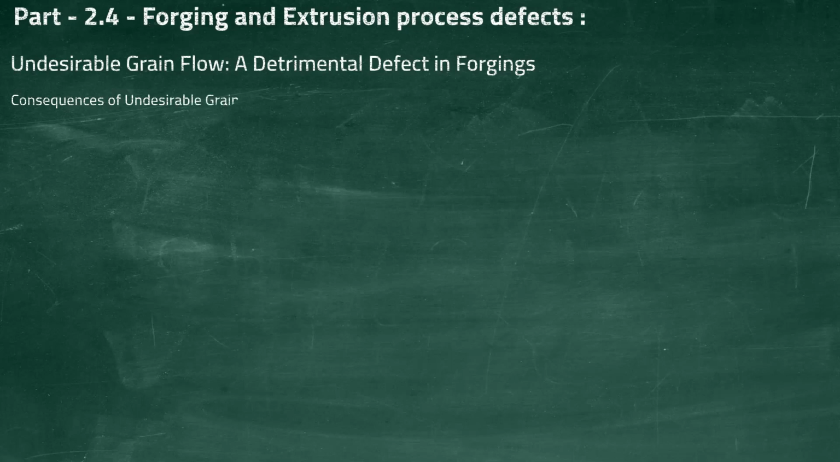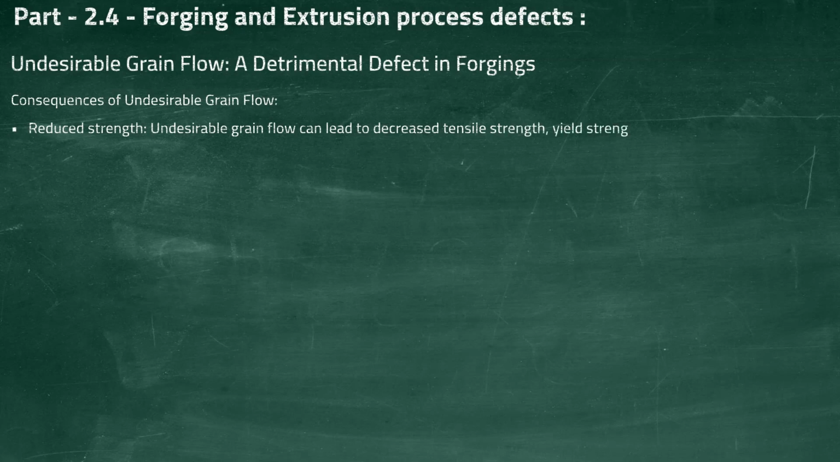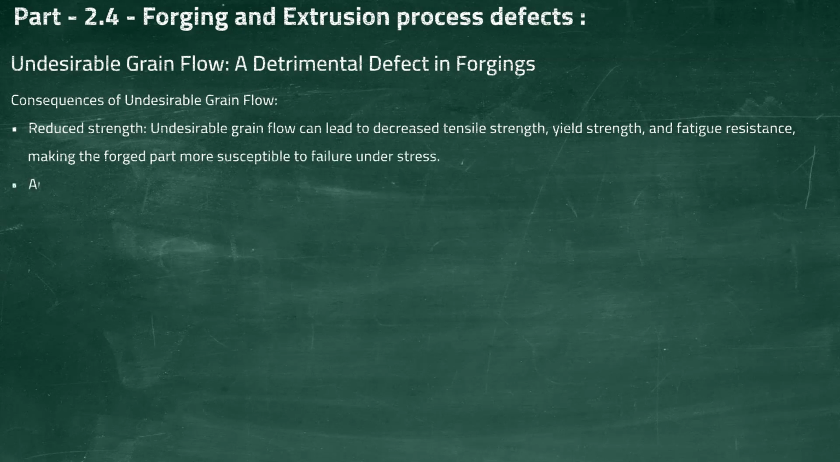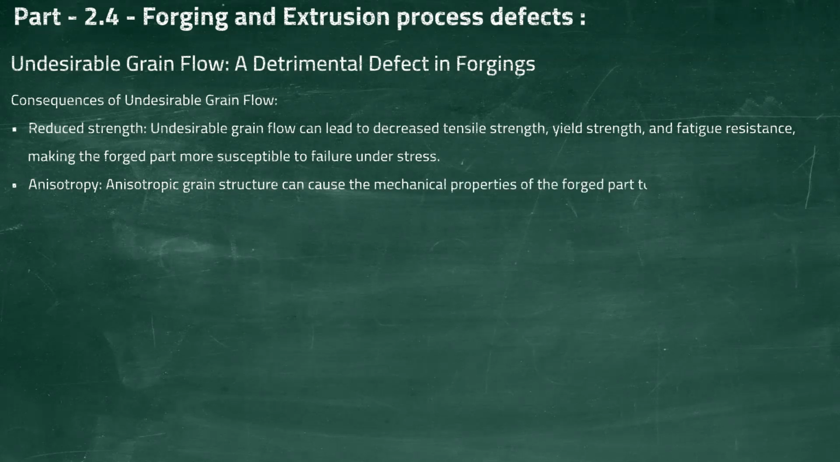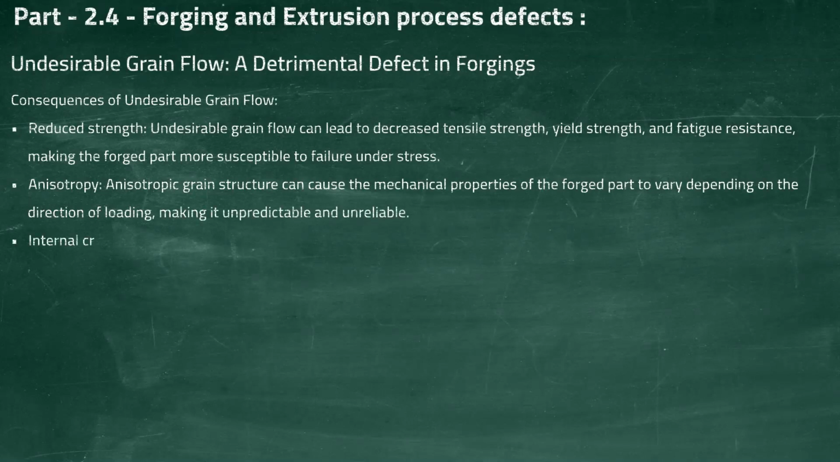Consequences of undesirable grain flow. Reduced strength. Undesirable grain flow can lead to decreased tensile strength, yield strength, and fatigue resistance, making the forged part more susceptible to failure under stress. Anisotropy. Anisotropic grain structure can cause the mechanical properties of the forged part to vary depending on the direction of loading, making it unpredictable and unreliable.